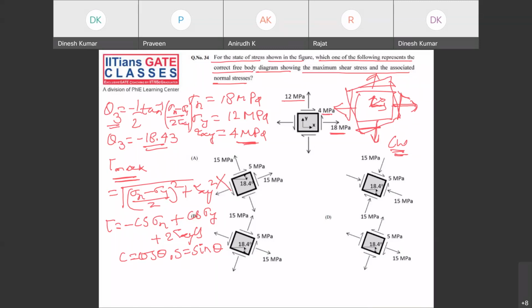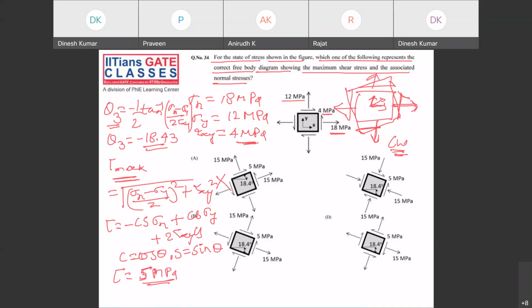Guys, what is the tau value coming? So if you look here, my tau value will be coming as 5 megapascal. Now it is coming as a positive value. I will explain the meaning of this positive or negative for tau.